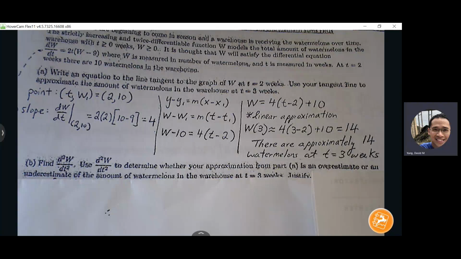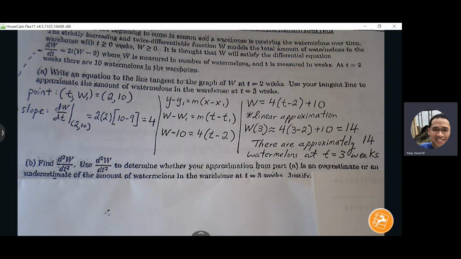Okay, find d2W over dt2. What does that mean? Second derivative, right? We have the first derivative. You have to go one more derivative down. Once we find the second derivative, we can plug in our ordered pair from part A. Yeah, at 3 weeks, plug in 3 and see what that second derivative is.